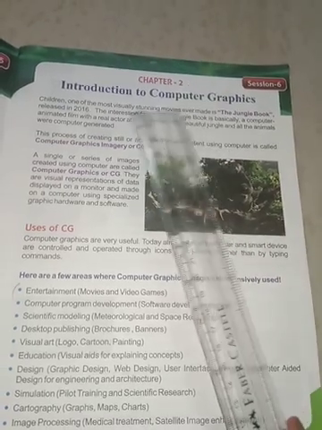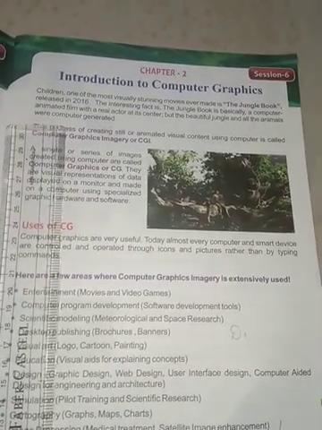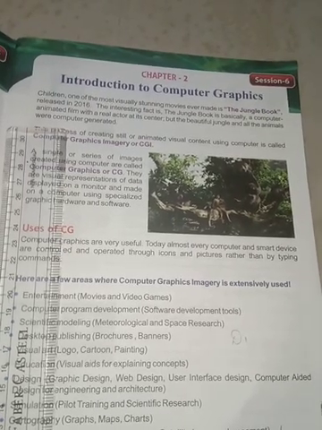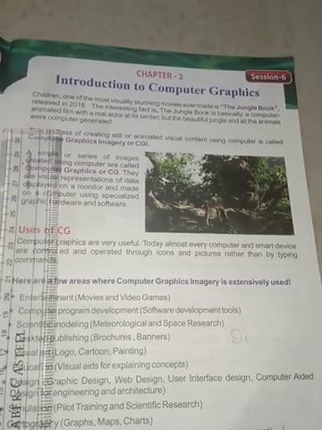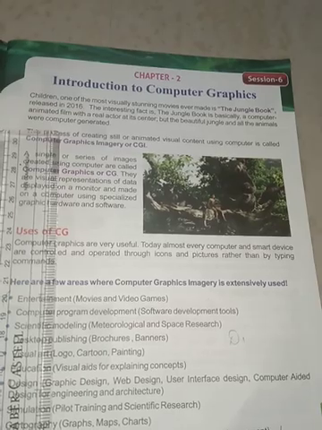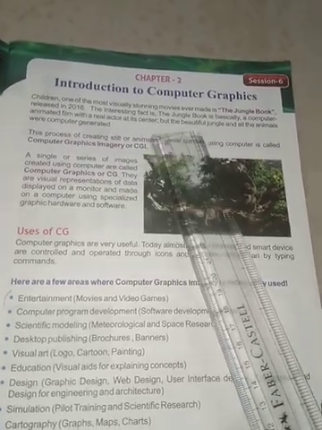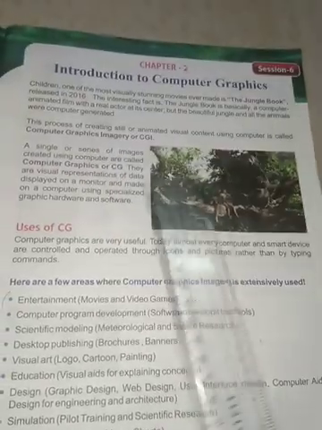Hello students, today let us study chapter 2, Introduction to Computer Graphics. Students, you have seen the movie The Jungle Book, which is fully animated around a human being. The animals and the forest, those are all animated. So The Jungle Book is basically a computer animated movie with a real actor at its center. But the beautiful jungle and all the animals were computer generated.